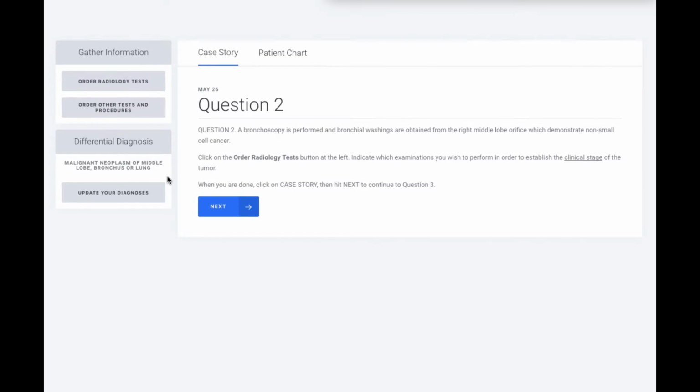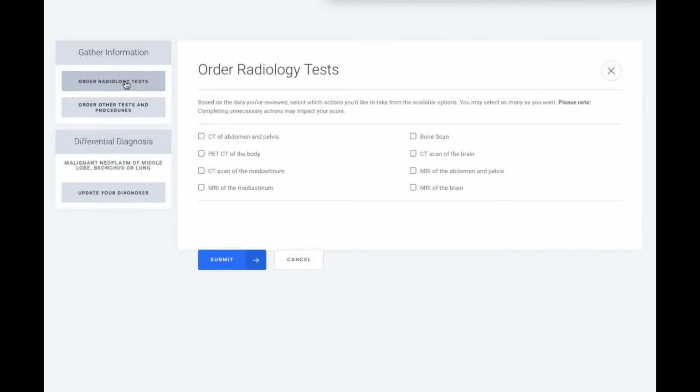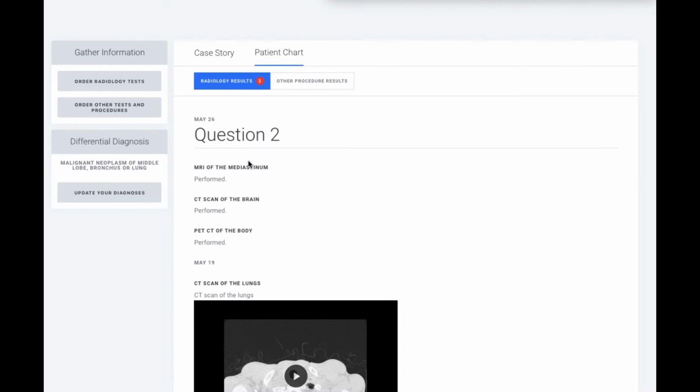Question 2 asks the examinee what tests they would order if they were trying to evaluate the clinical stage of the tumor. The examinee is given a list of possible choices and selects as many as he or she wishes to select. The exams are all performed. Results are not given.